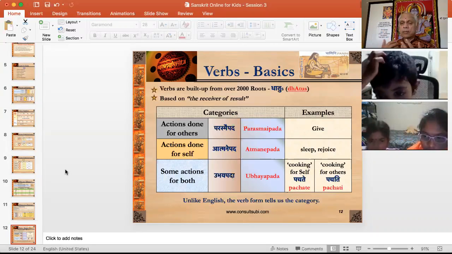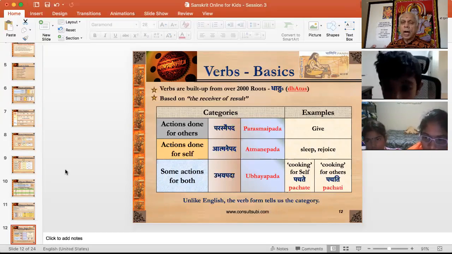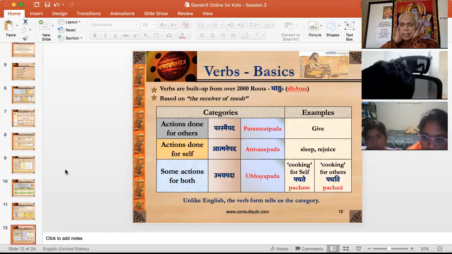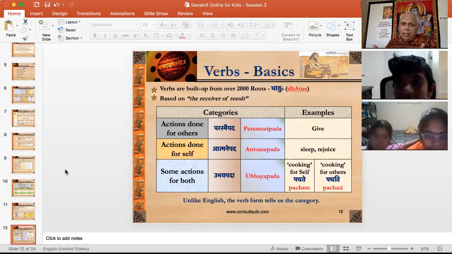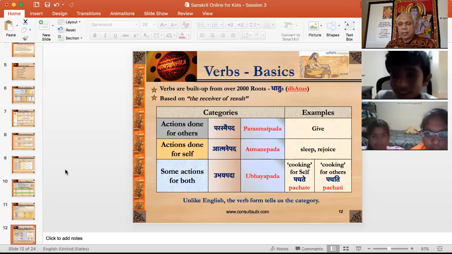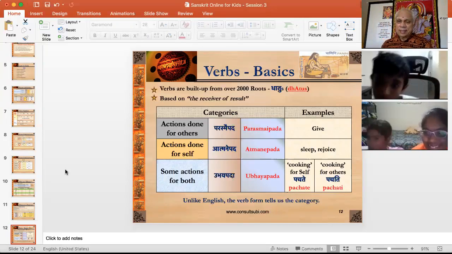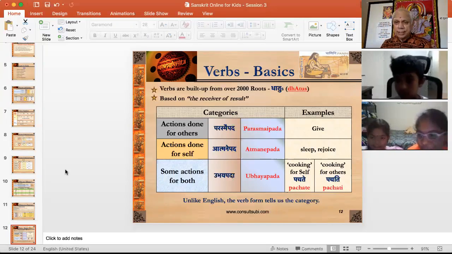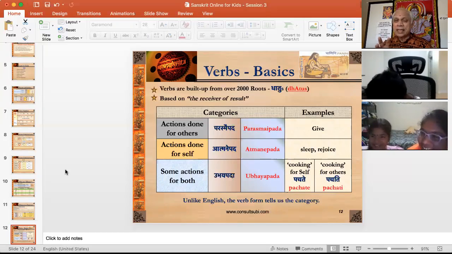But those activities which I do for myself are atmanepada, atma actually referring to self. Those become a category called atmanepada. For example, I sleep. Can you sleep for me? You can't, isn't it? Nor can I sleep for you. You have to sleep yourself. And if you want to enjoy, for example, can I enjoy it for you? An ice cream, for example. You can't. If I ate ice cream, then can you enjoy it? You can only look at me, right? So that action done for one's own self is called atmanepada.